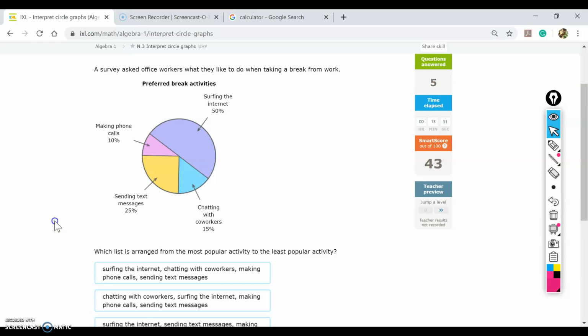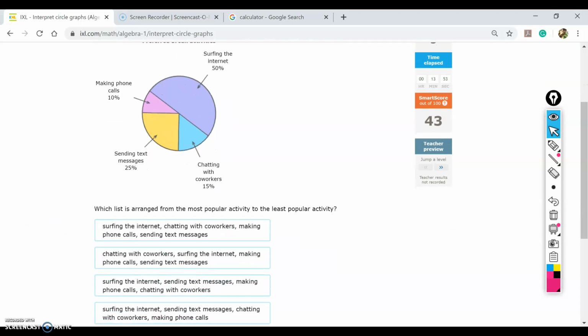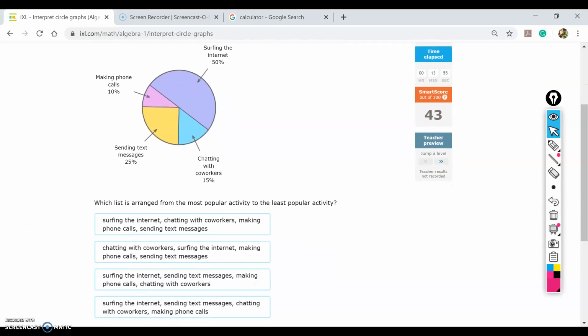So now let's see what the question is. The question is, which list is arranged from the most popular activity to the least popular activity? Okay. The most popular activity would be whichever one has the bigger percentage, right? Because that means that's the most popular one. So the one with the biggest percentage is this one here.